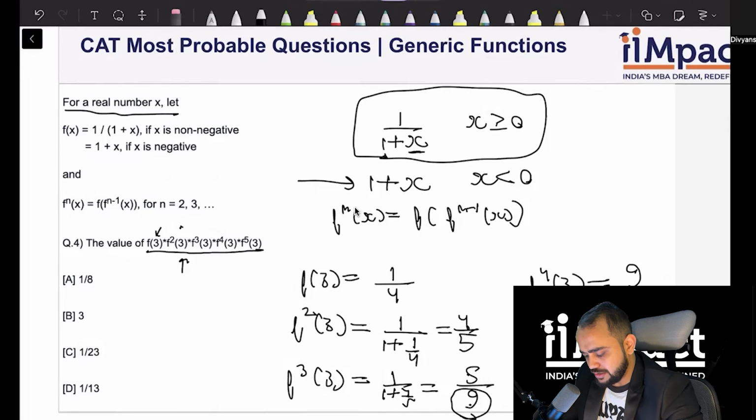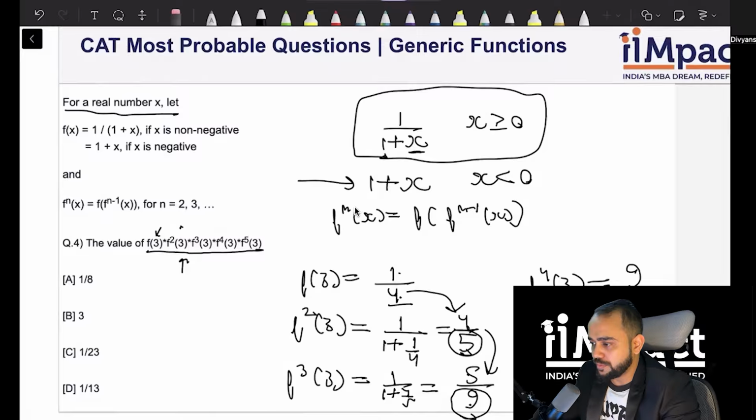So you can check this rule. 4 is the denominator here, it becomes the numerator here, and the new denominator is what? 1 plus 4, that is 5. Same thing is happening here also. So I'll get f5 of 3 is going to be, the new numerator is 14, and the new denominator is going to be 14 plus 9, which is 23.